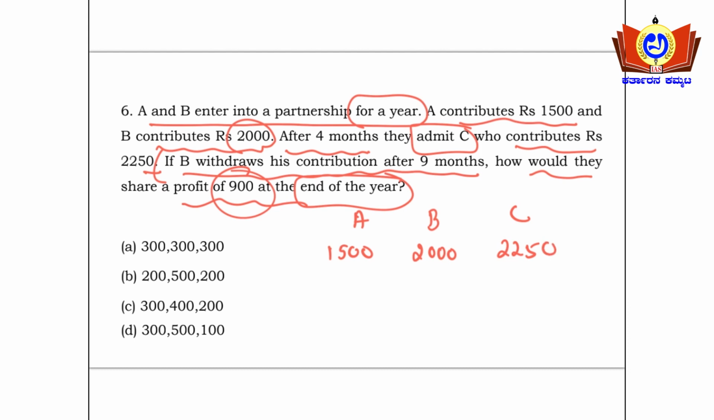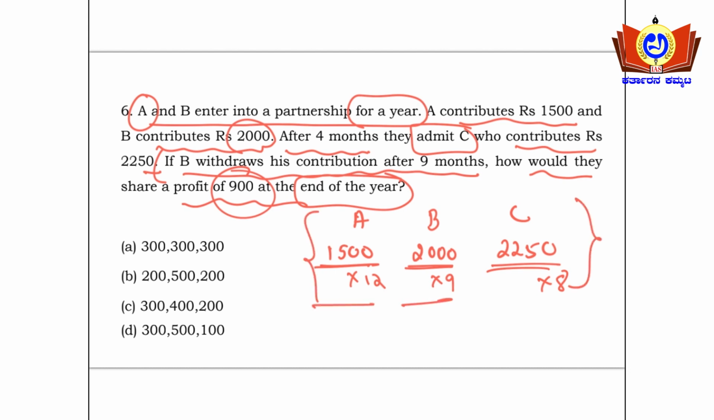C's capital is 2250. See here, for what time duration all are investing. A remains in the business throughout the year, so into 12. B withdraws after 9 months, so he remains only for 9 months, and C is admitted after 4 months, so 12 minus 4 is 8, totally 8 months. We have got the time durations, so we need to calculate the problem. I'll be solving it in the next page. It's simple.